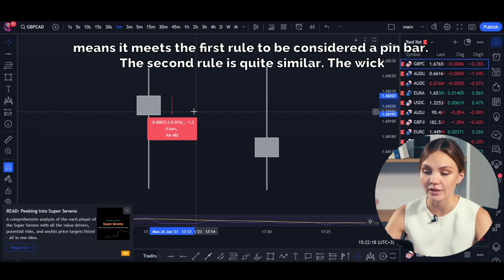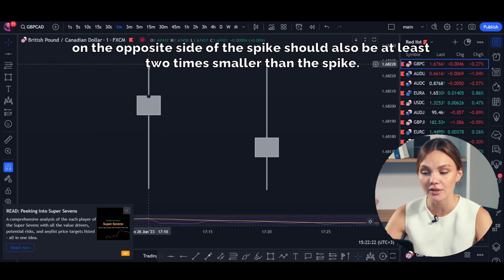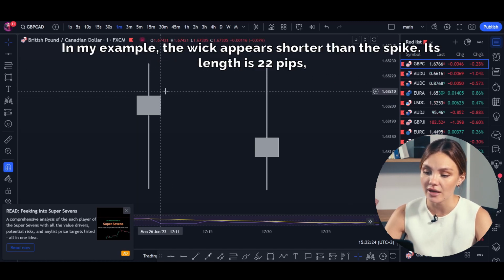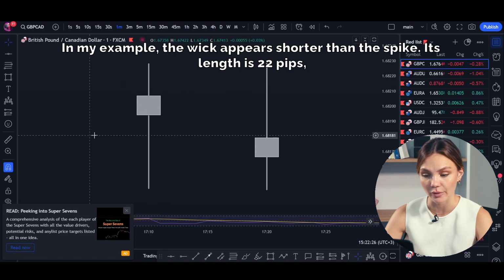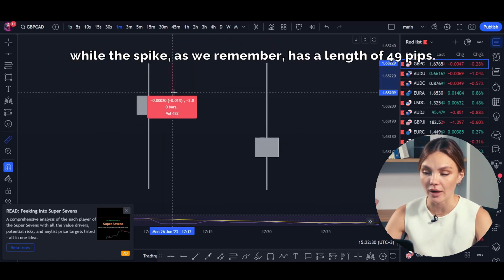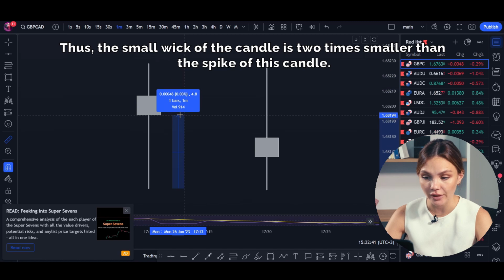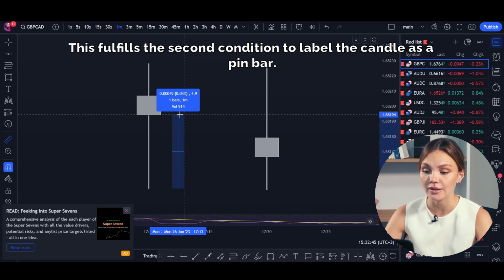The second rule is quite similar. The wick on the opposite side of the spike should also be at least 2 times smaller than the spike. In my example, the wick appears shorter than the spike. Its length is 22 pips, while the spike, as we remember, has a length of 49 pips. Thus, the small wick of the candle is 2 times smaller than the spike of this candle. This fulfills the second condition to label the candle as a pin bar.